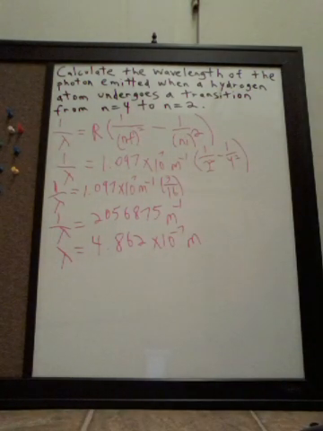The next thing I did was basically just plugging things in. 1 over lambda equals 1.097 times 10 to the 7th 1 over meter times 3 over 16, because 3 over 16 is this. Then 1 over lambda equals 2056875 1 over meter, and then the wavelength equals 4.862 times 10 to the minus 7 meters. And that's all there is to that.